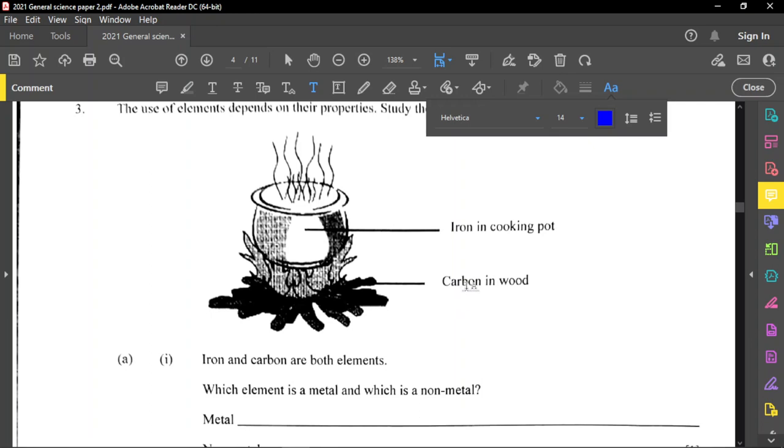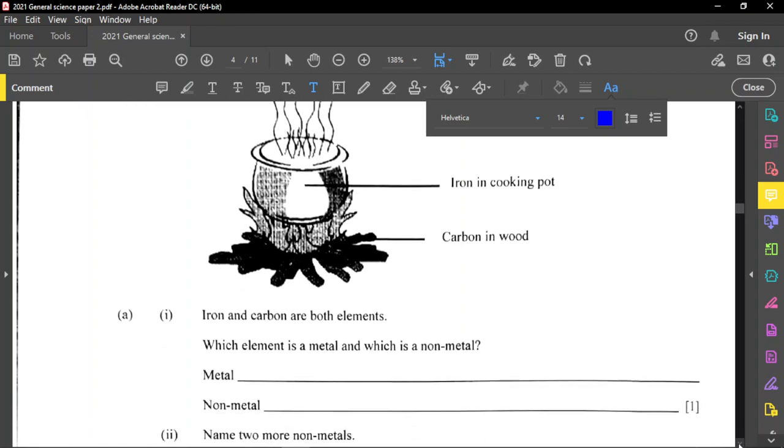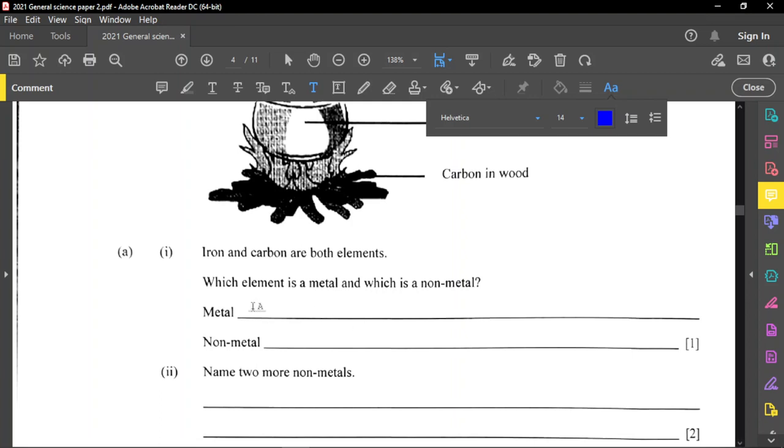The pot is made of iron, really. And then carbon in wood. So the charcoal or the wood is made up of carbon, and the pot is made up of iron. Iron and carbon are both elements. The question is which element is a metal and which is a non-metal. I know for sure that we all know that the metal here is iron, as you know the name iron. You can know that's a metal. And so the non-metal here is carbon. So this is carbon, and without doubt, you know that iron is definitely a metal.